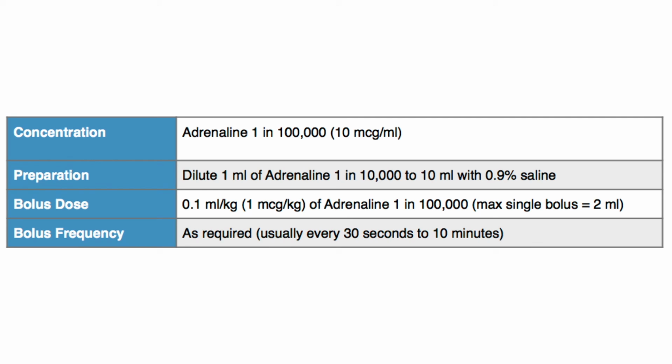So you give exactly the same volume that you would in a cardiac arrest, 0.1 mils per kilo, up to a maximum dose of 2 mils. And because you've already diluted it by 10, by giving the same volume as you would in a cardiac arrest, 0.1 mils per kilo, you're actually giving 1/10 of the dose. So you're only giving 1 microgram per kilogram at a time. In an adult, the normal dose you would give is up to 2 mils of this solution, or 20 micrograms, so that's why you don't exceed 2 mils.